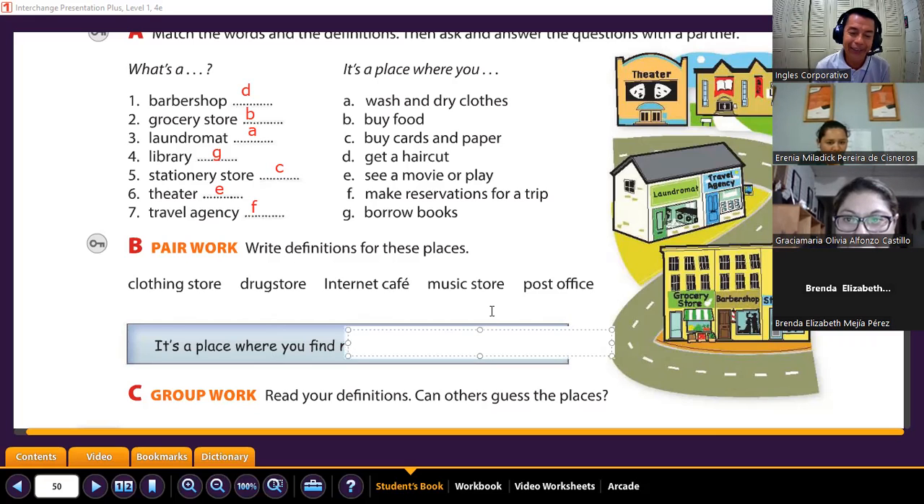Sorry. The answer is here, right? Aquí estaba la respuesta. Qué oso el teacher. Okay.